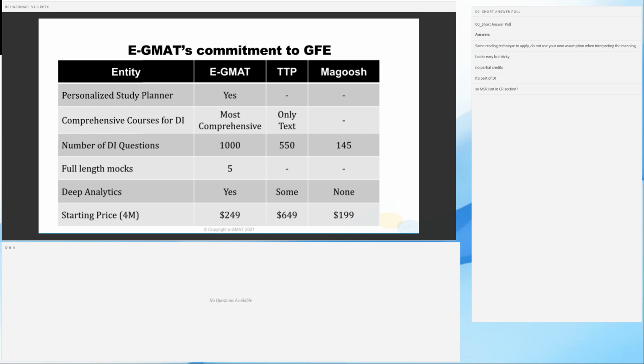And one thing that I would really say is our commitment to GFE. We put upwards of 15,000 hours into building this. Our commitment is to give you the most comprehensive offering. We already have the most comprehensive offering. This is as of today.